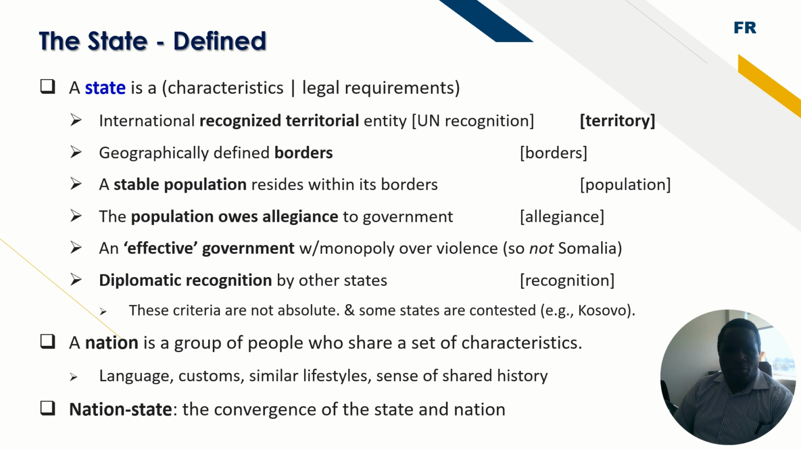There's also the requirement for recognition, so diplomatic recognition by other states. And so countries such as Kosovo and the Palestinian Authority may not qualify as states under these criteria. However, we're going to look at other criteria that define a people, such as a nation. So for example, people who share the same characteristics, American Indian nations are examples. But also when the nation and the state share the same borders, then we call that the nation state.